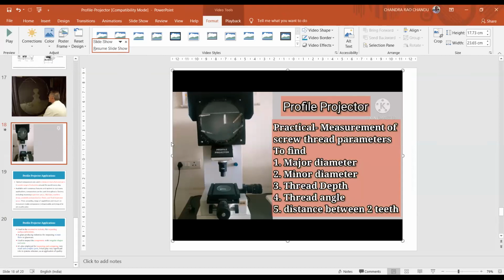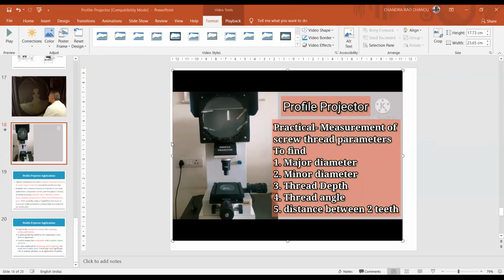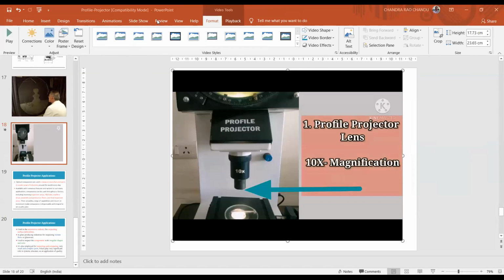Major diameter, minor diameter, thread tape, thread angle, distance between two teeth. Generally, profile projector is used for measurement of complex shape, geometry, objects. Parts of profile projector. So first is the profile projector lens. Here you can see the lens has a 10x magnification. So any component can be mounted on it.